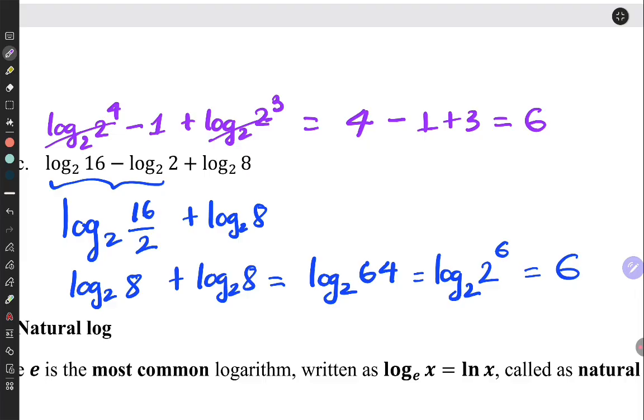Okay. It's simple. Last section. Any question?